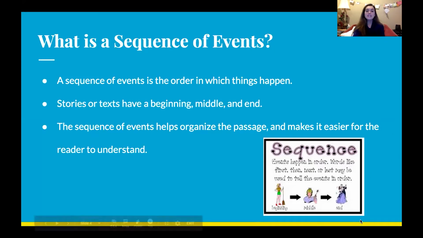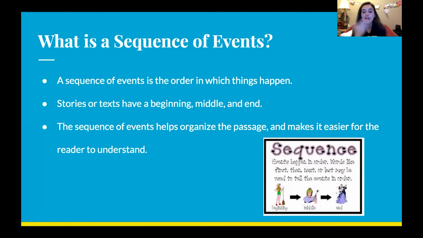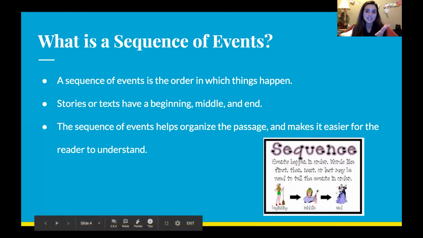So as you can see in this picture, there is a girl in the beginning. She's sweeping. In the middle, it looks like she turns into a princess. And at the end, she is dancing with a prince, it looks like. So that is the story. That is how it started, the beginning, and then there was a middle where something happened, a change happened, and then the end is what happens in the end.